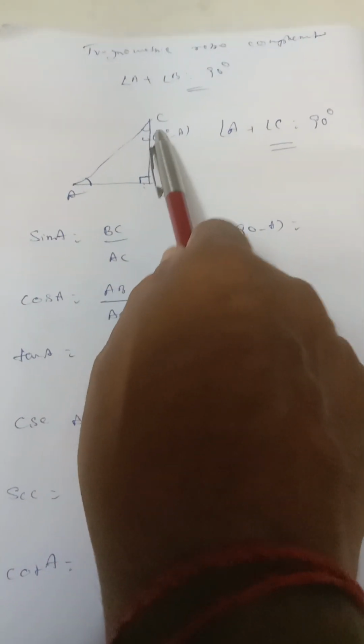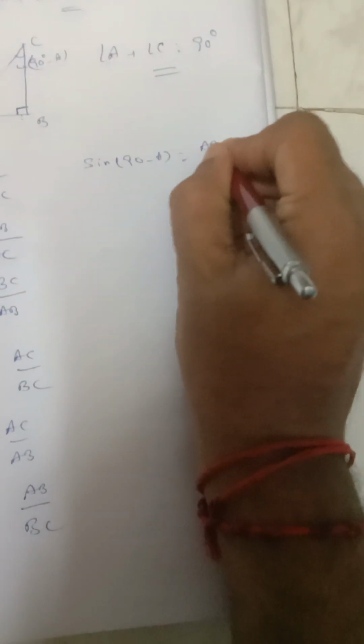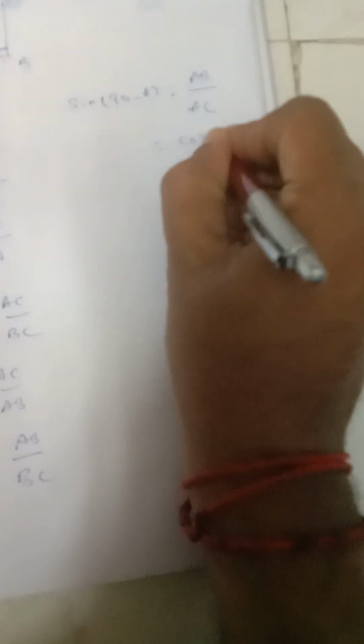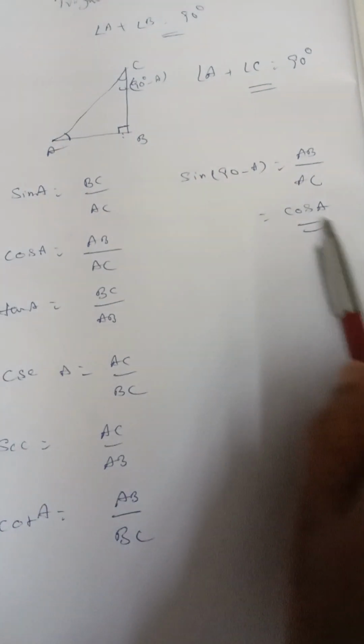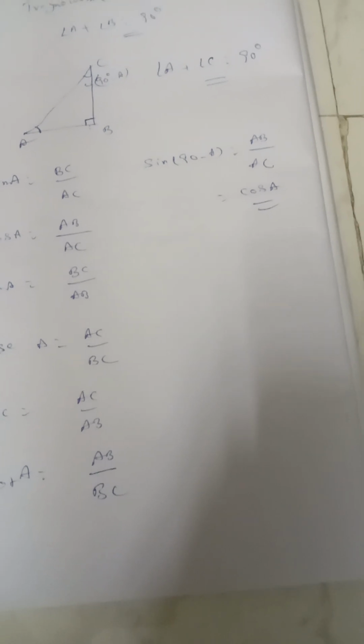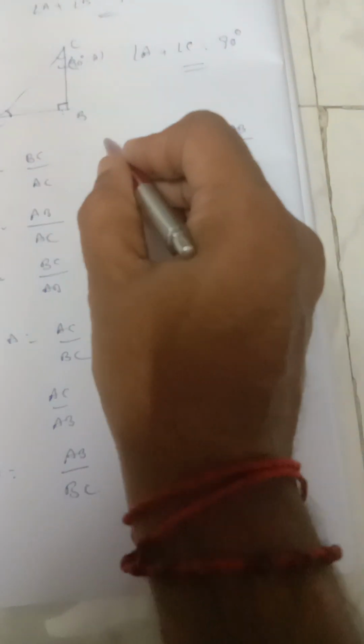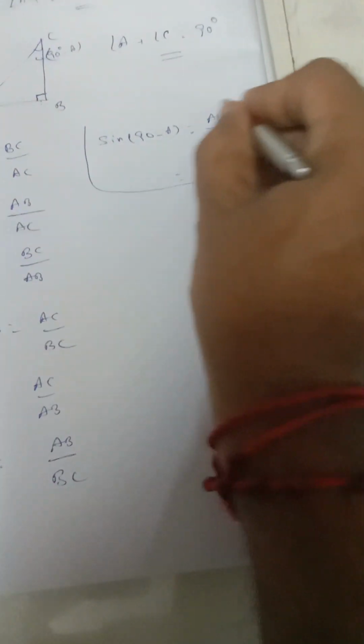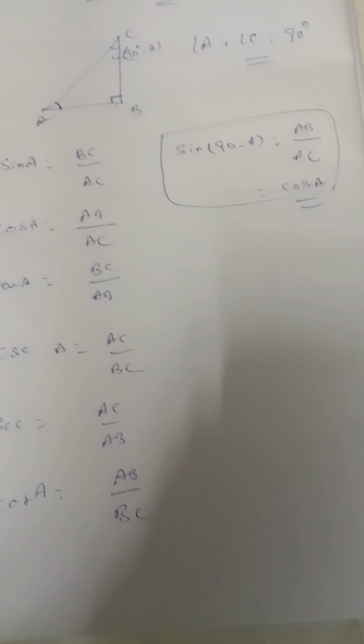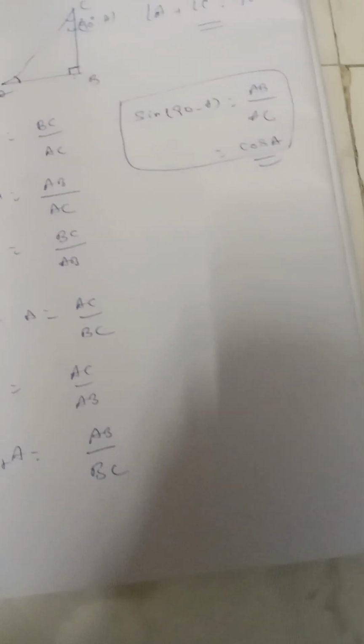We are considering this angle, so the opposite side is AB. Hypotenuse is AC. Sine 90 minus A is AB by AC. But what is AB by AC? Cos A. That means sine 90 minus A is equal to cos A. These are identities. We have to remember them in the exam, and whenever required, we have to use the same identity like this. Sine 90 minus A is equal to cos A. This is the method to prove sine 90 minus A is equal to cos A, because A is complementary to C.